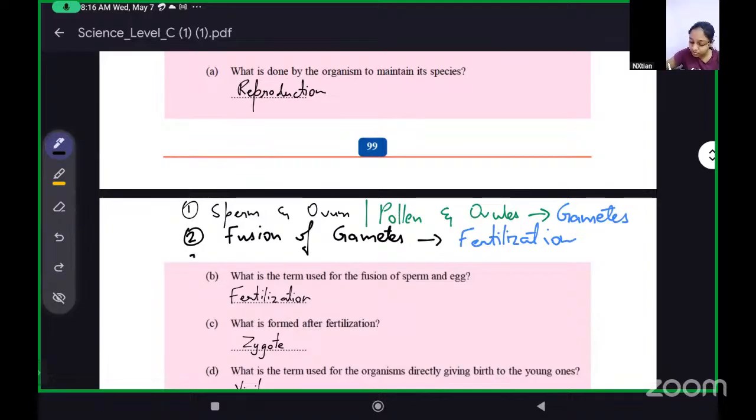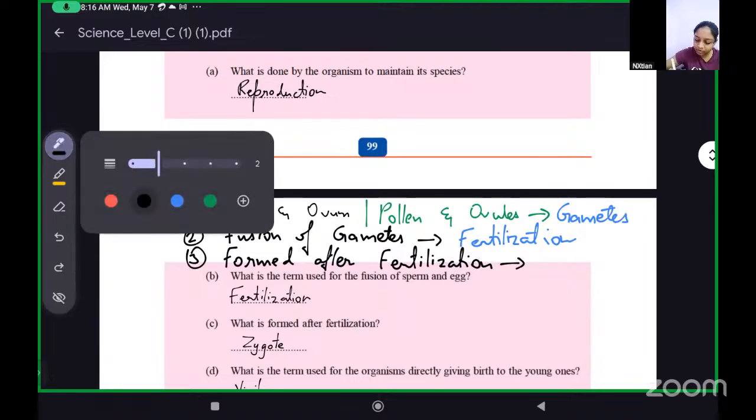Third, what is formed after fertilization? Formed after fertilization means when two cells come together. Zygote. Yes. What is formed after fertilization is known as zygote.